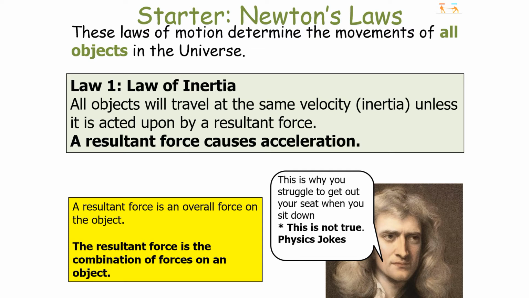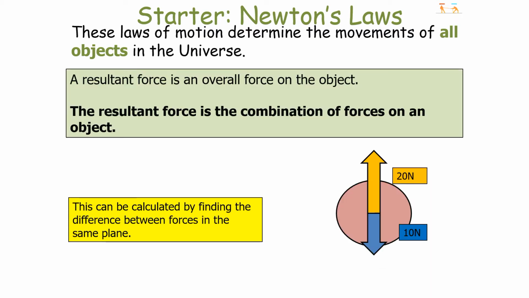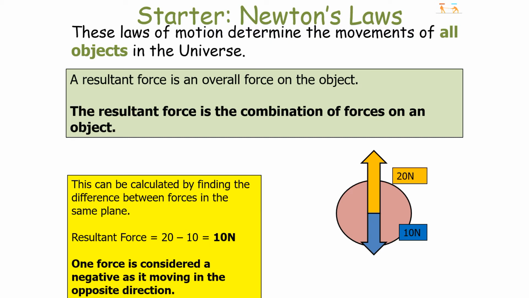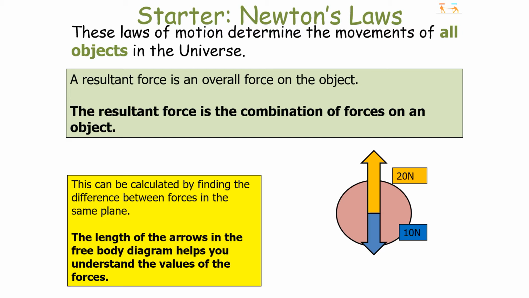Now a resultant force is an overall force on the object. It's a combination of forces on an object. We can calculate the resultant force by finding the difference between forces in the same plane. So in this example, the resultant force is 20 up minus 10 down, so equals 10 newtons upwards. Now one force can be considered as a negative as it's moving in the opposite direction.